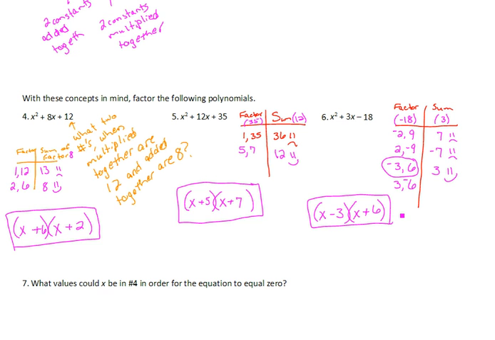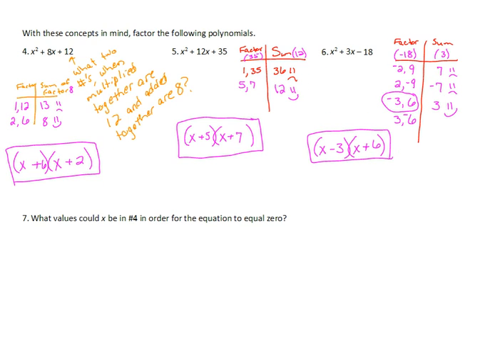Okay? Again, why are we doing this? Because of this question right here. What values could x be in number 4 in order for this equation to equal 0? Well, this is even a little bit harder to see than we did last section, because they're saying x squared plus 8x plus 12. What could we plug in there to make it equal 0? Well, guessing and checking on this one is going to be kind of disastrous.